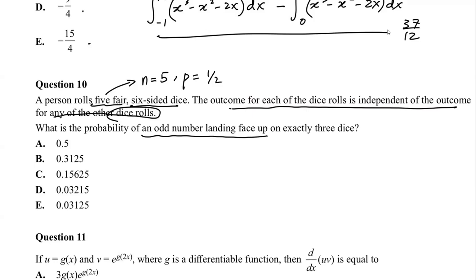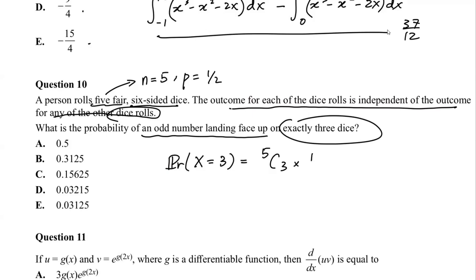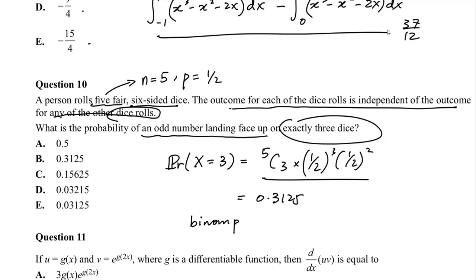Basically, we want exactly 3 dice to have the odd number facing up. So we are actually looking for x equals 3. So 5 choose 3 times half to the power of 3, half squared. You can use your CAS calculator to get 0.3125, or more efficiently, you should use binomPDF. This is a binomial PDF function: 5, 0.5, and 3. Okay? Option B.